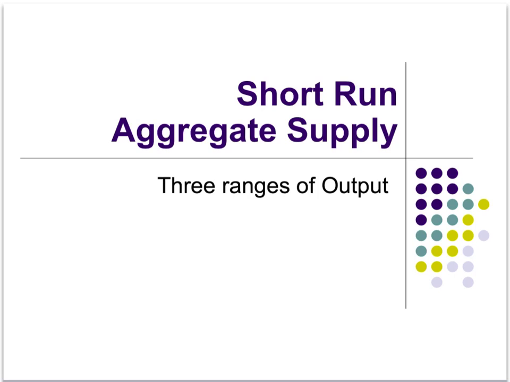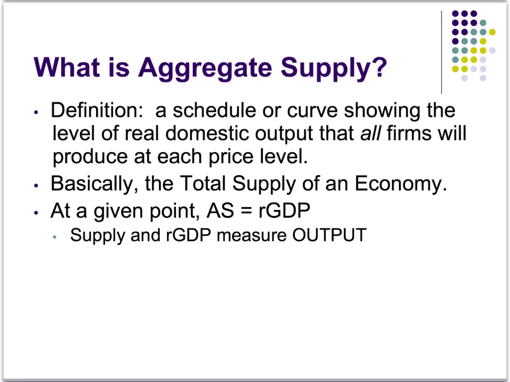While there are two types of aggregate supply, a short run and a long run, this presentation is going to deal with the short-run aggregate supply. So first off, what is aggregate supply? It is a schedule or curve showing the level of real domestic output that all firms will produce at each price level.